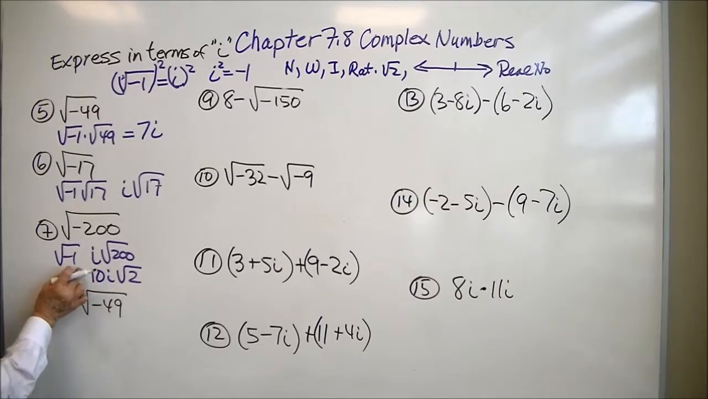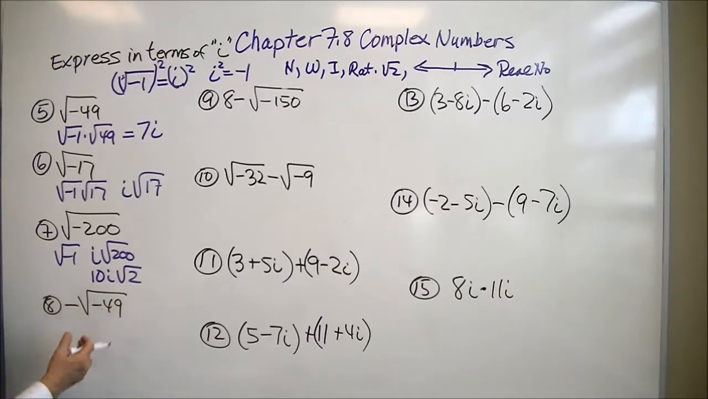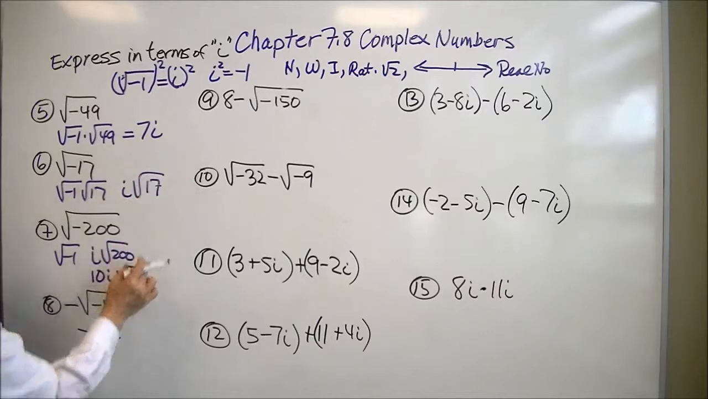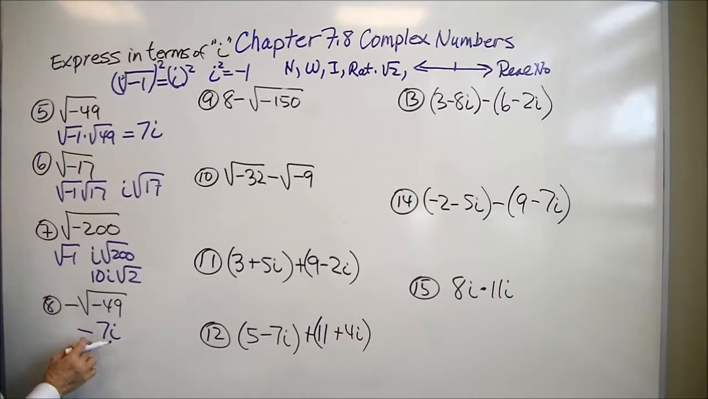Now the i is the square root of -1 that we write as i. Now here we have a negative, and it's going to be similar to what we have up here. So this is going to be negative 7i because of the negative outside. Inside here, this comes out as 7i. Now we apply that negative 7i.